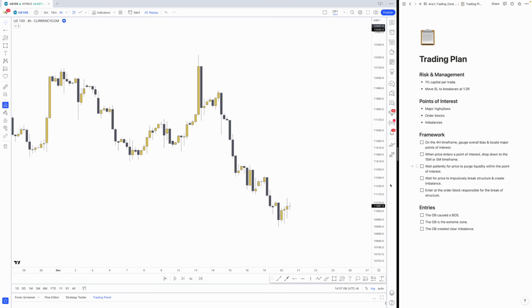I'd like to show you a clear example of the Model 2 continuation entry on an asset outside of the Forex market to demonstrate the versatility of the strategy. So we're taking a look at US 100 and starting out on the 4-hour time frame as usual.